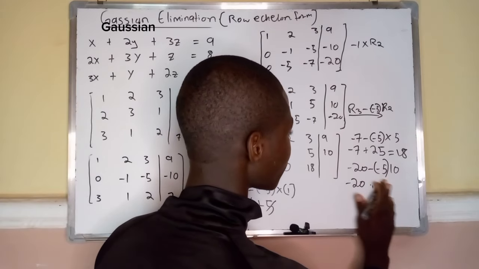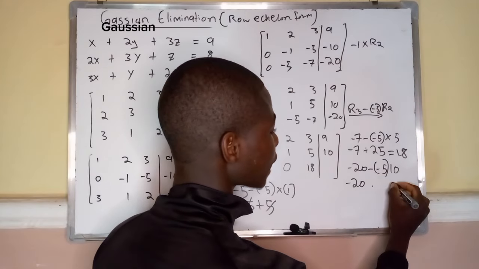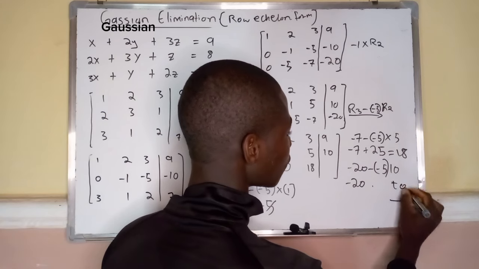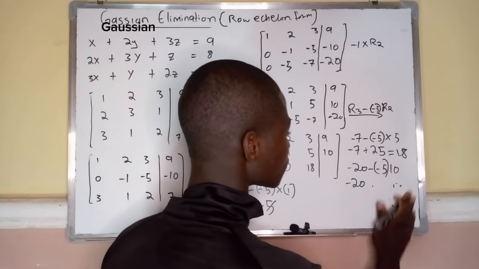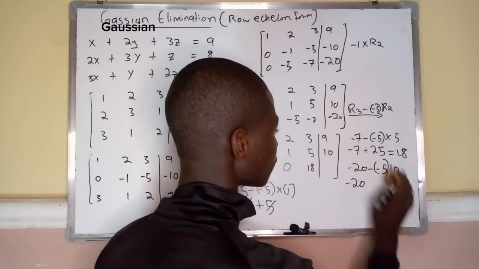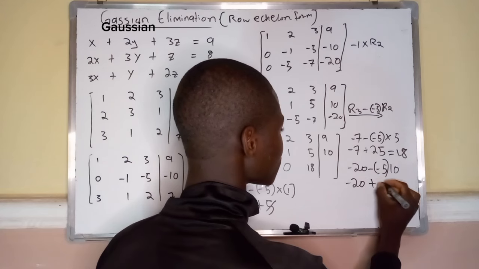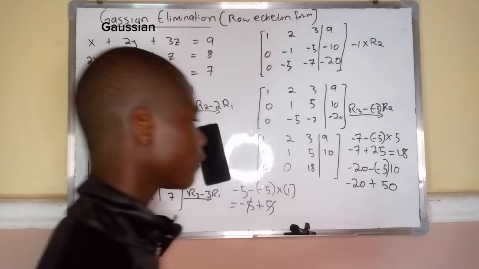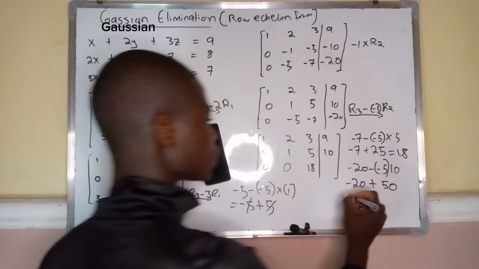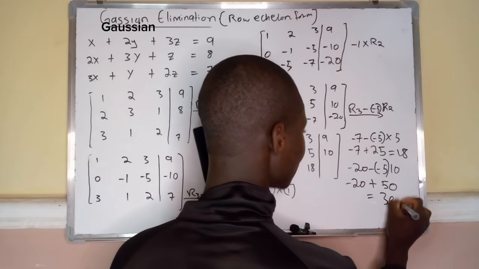Minus 20. Sorry, I'll have the negative sign. Okay, 5 times what? 5 times 10, and therefore 5 times 10 is 50. So therefore it will become plus 50. Therefore, minus 20 plus 50 is equal to exactly 30.